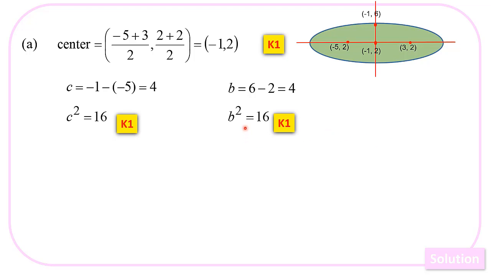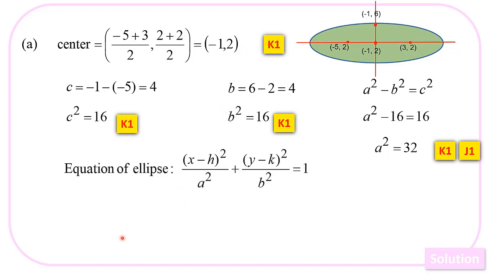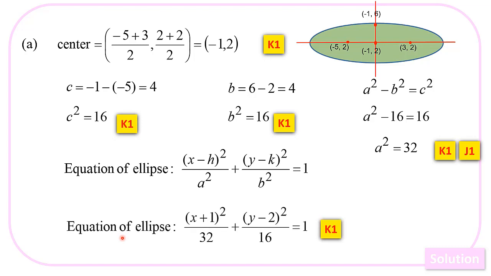So once we have B and C, we can find A. Here from the diagram, you can see that the value of A is greater than the value of B. So the relationship between A, B, and C is C squared equal to A squared minus B squared. And substituting the values of B and C, we have A squared equal to 32. For that, we have K1. And for the values of A, B, and C, we have J1. Okay, once we have the value of A squared, B squared, and the center, we can substitute into the standard equation. So that is K1, J1.